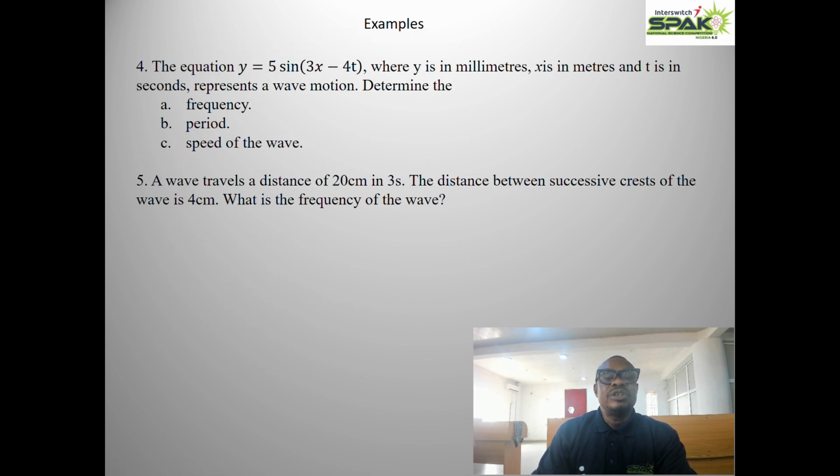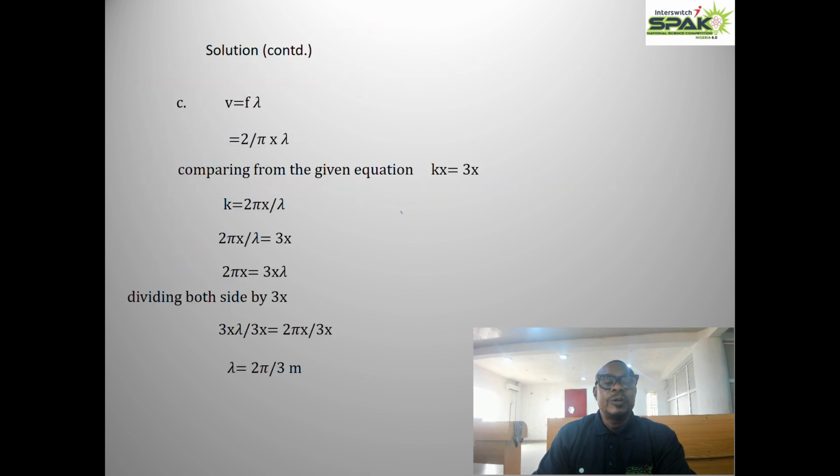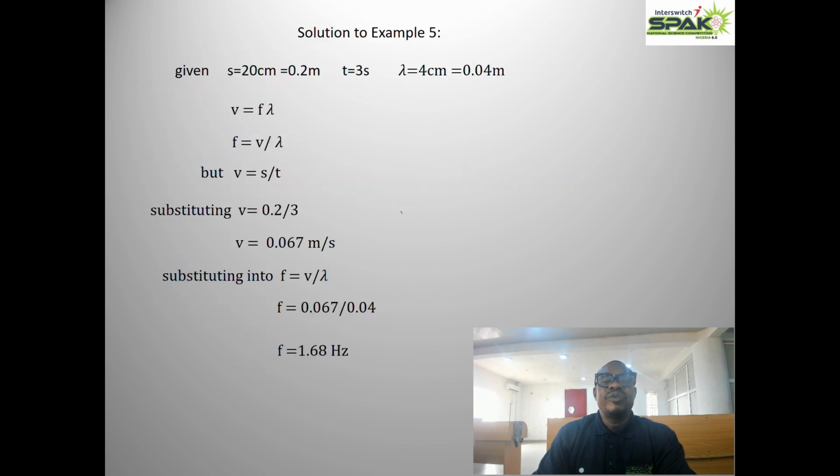Let's go to number 5 and read the question. A wave travels a distance of 20 centimeters in 3 seconds. The distance between successive crests of the wave is 4 centimeters. What is the frequency of the wave? Here we are looking for the frequency.